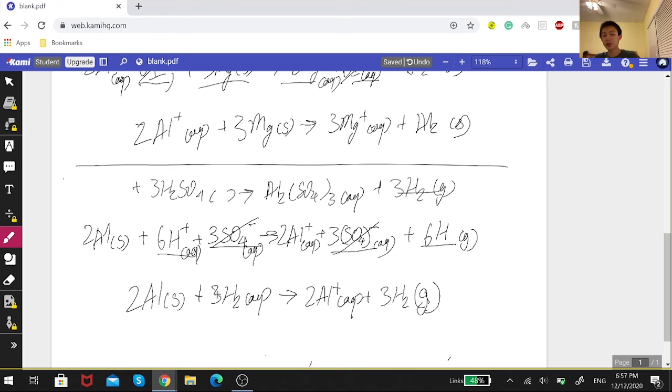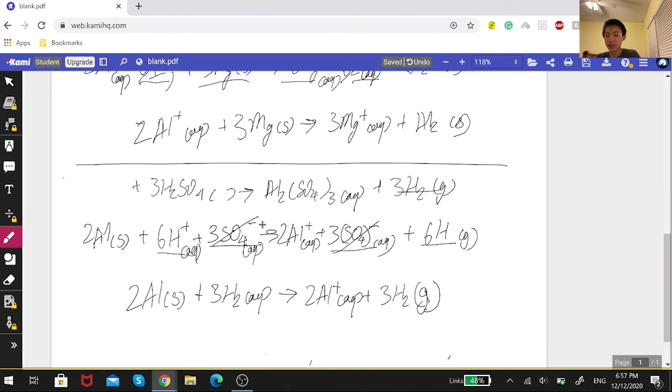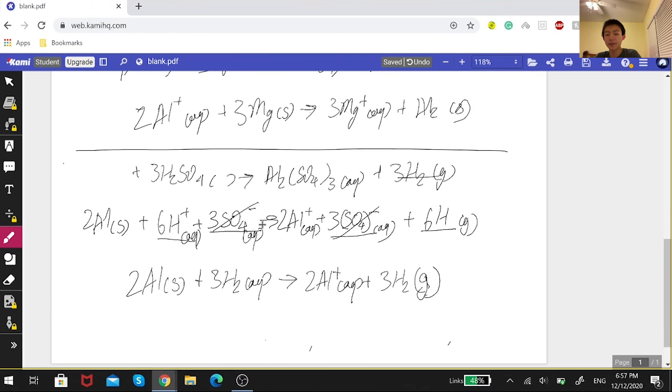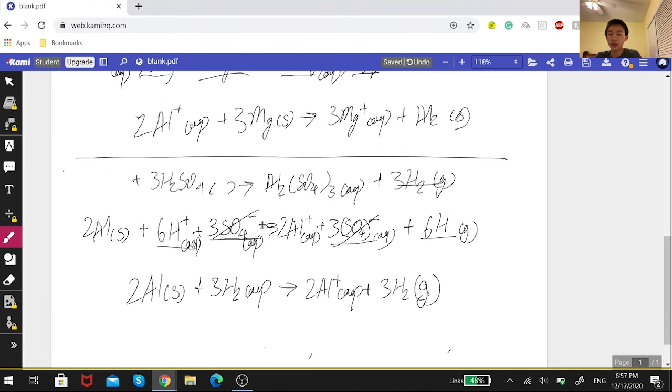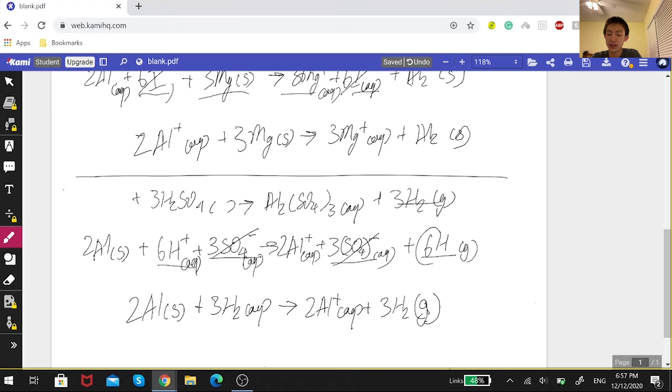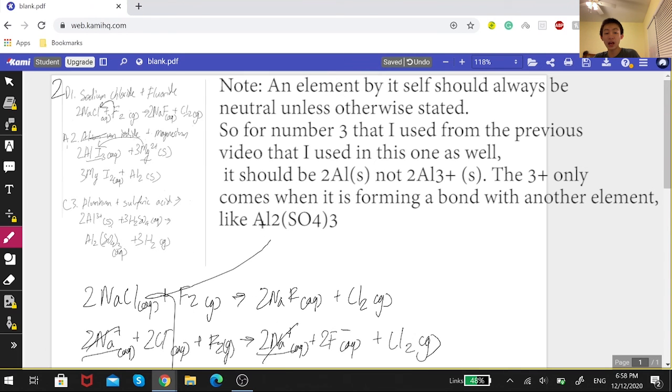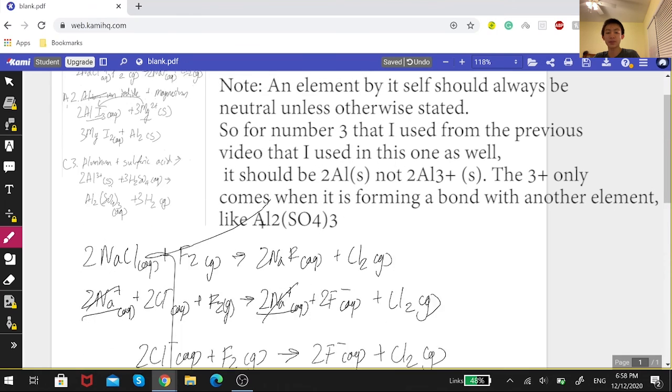A couple things to remember again. First of all, elements by themselves have no charge, and you only cross out the same exact elements that have the same coefficient and the same charge as well. And if you do something like 6H, make sure you turn it back into what it was in the original problem when you're writing it back down here. And that's it for net ionic equations for single replacement. Thank you for watching.